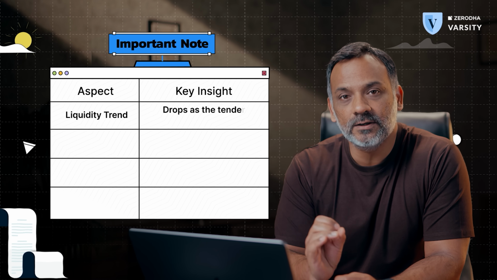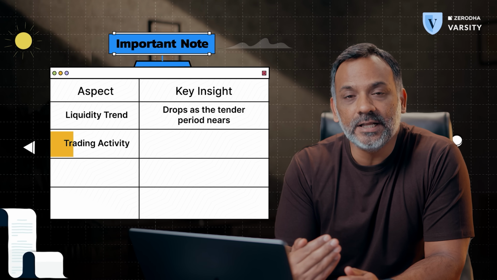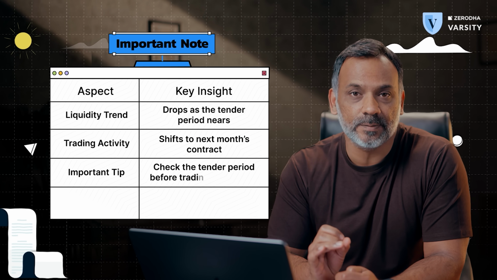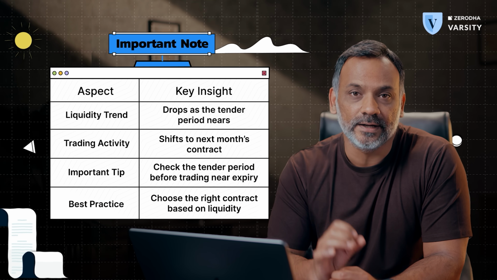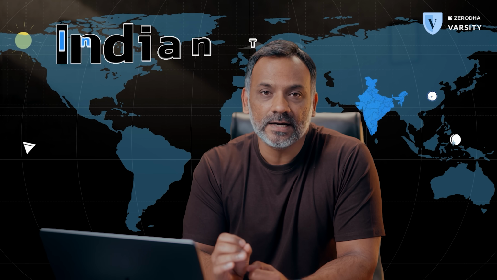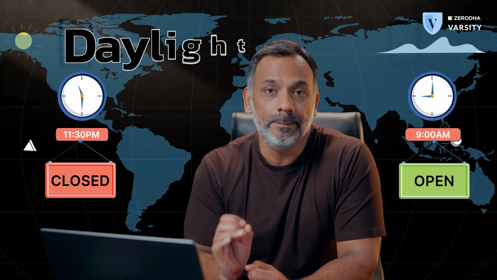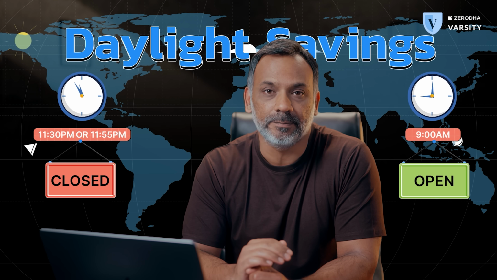Now here is another important thing. The liquidity in the current month contract starts to dry up as it approaches the tender period. Trading activity picks up in the next month's contract. So if you intend to trade gold near the expiry date, make sure you figure when is the tender period and choose your contracts accordingly. Another point to note, commodity markets in India opens at 9 am and closes at 11:30 pm. However, based on the US daylight savings, the closing can also shift to 11:55 pm. So if you're trading gold or any commodity, pay particular attention to what time the market closes.